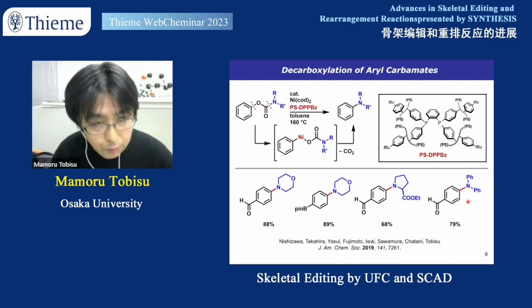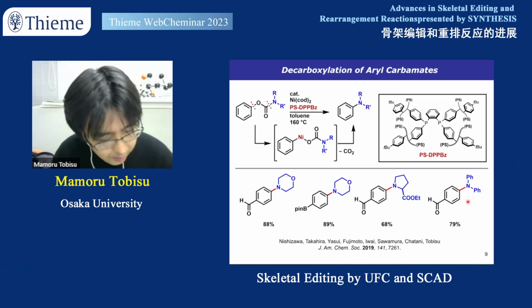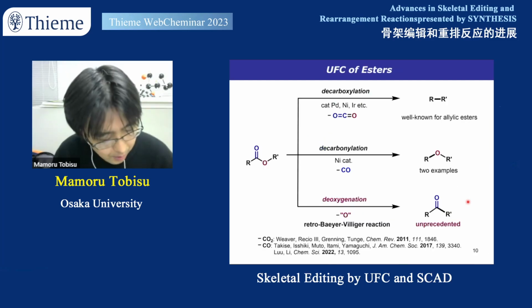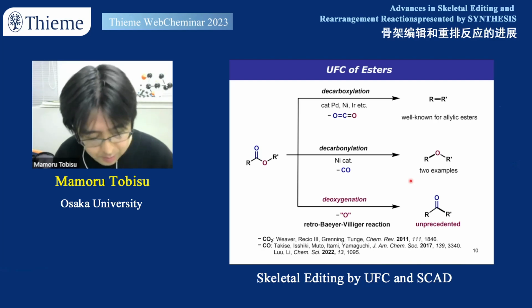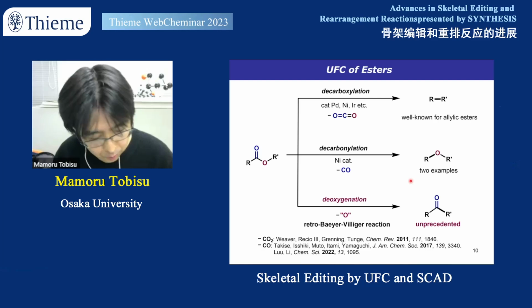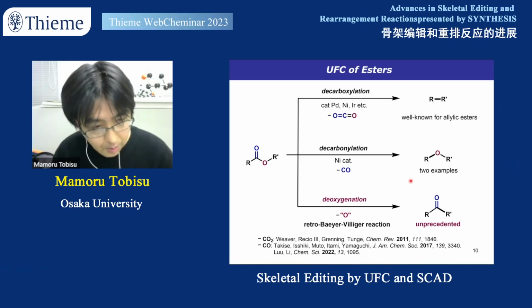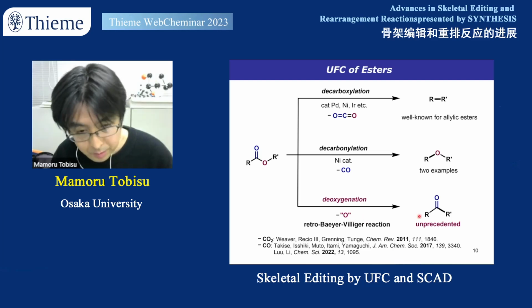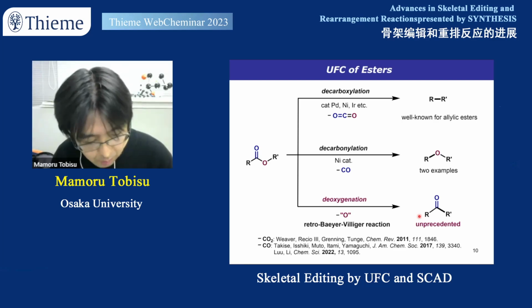When we think about UFC of esters, decarboxylation is not the only option. Decarbonylation of esters to give ethers is another mode of UFC of esters. However, decarbonylation of esters is much less explored, and only two examples using the nickel catalyst have been reported to date. The third type of UFC of esters is deoxygenation, which would give ketones. This mode of reaction can be viewed as a retro-Baeyer-Villiger reaction and has not been accomplished to date.